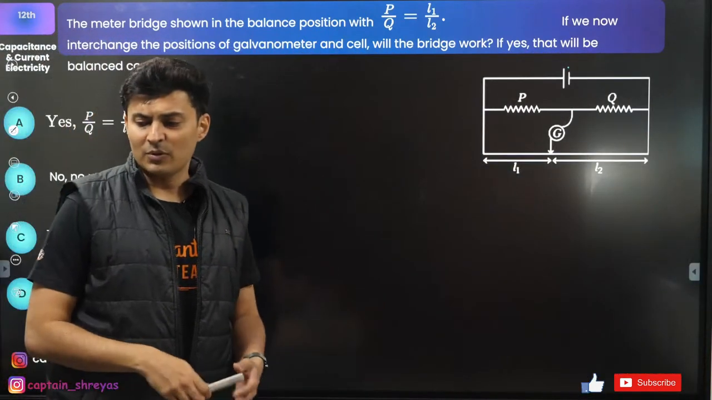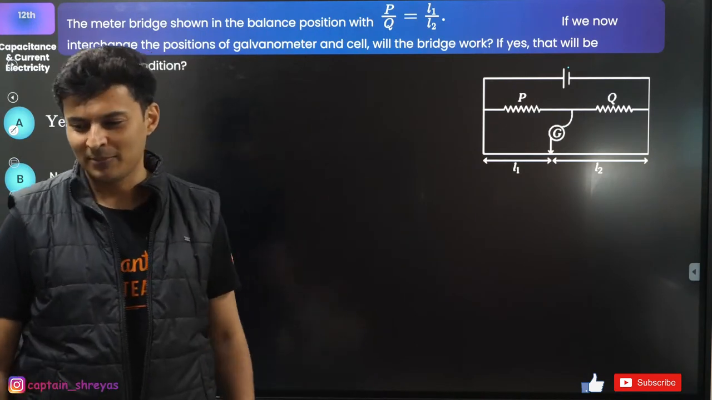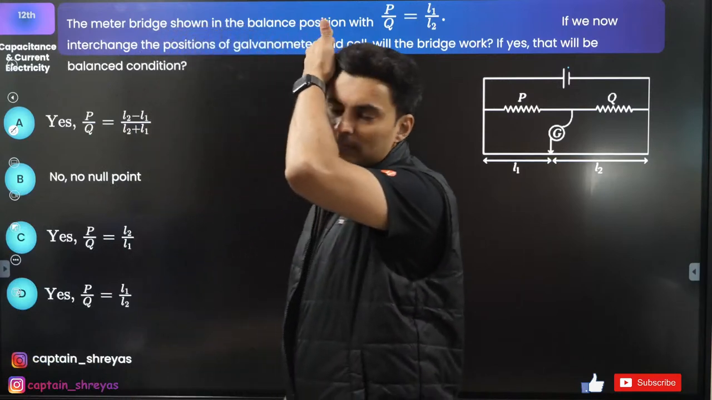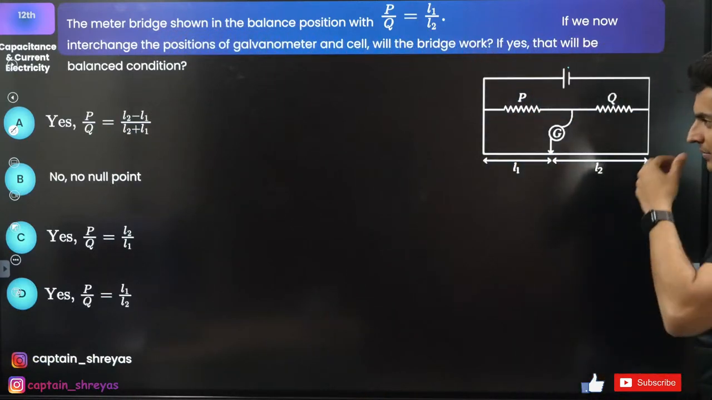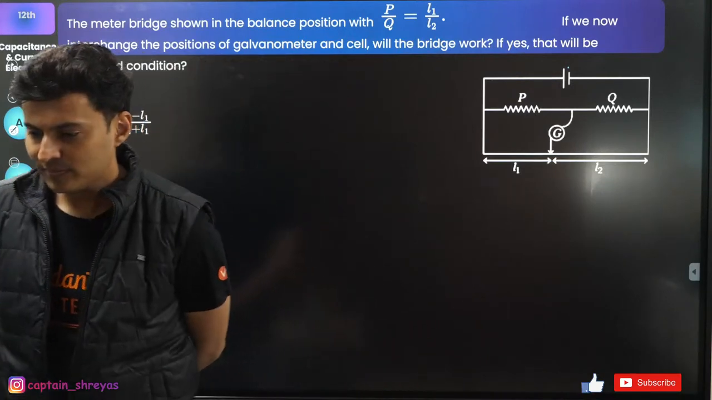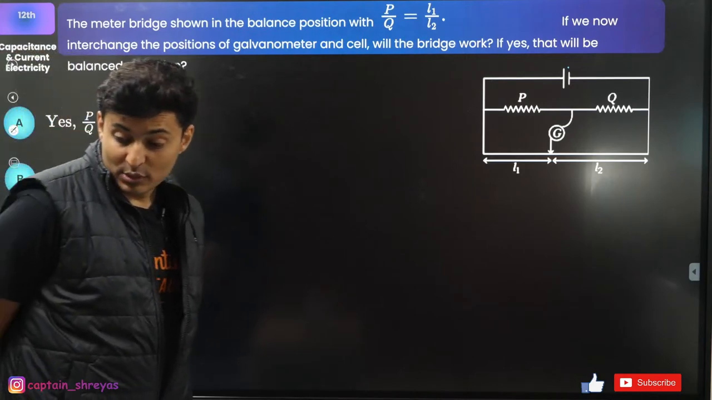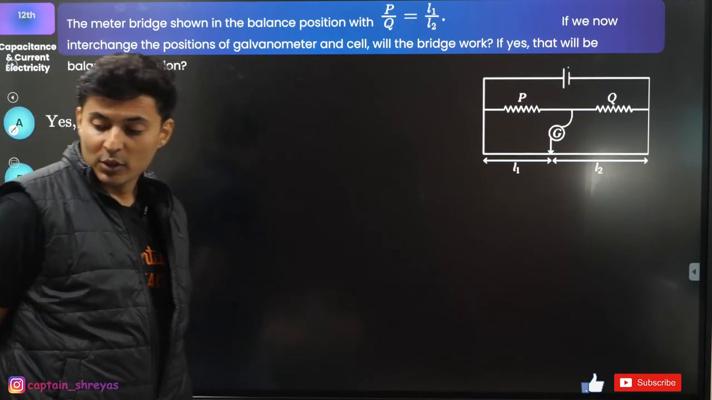Yeah, cells and EMF questions are also important. I'll be coming to cells and EMFs in a bit. Hold on, bacha, for some time. Hold on. Come on. So this is for NEET or board exam. This is for NEET, Rajan, but it will be helpful for you in the board examination.